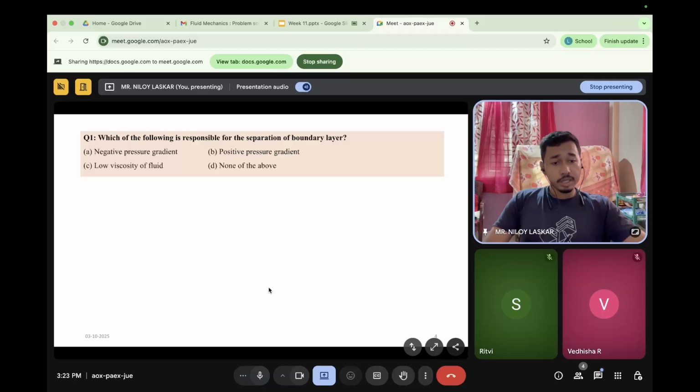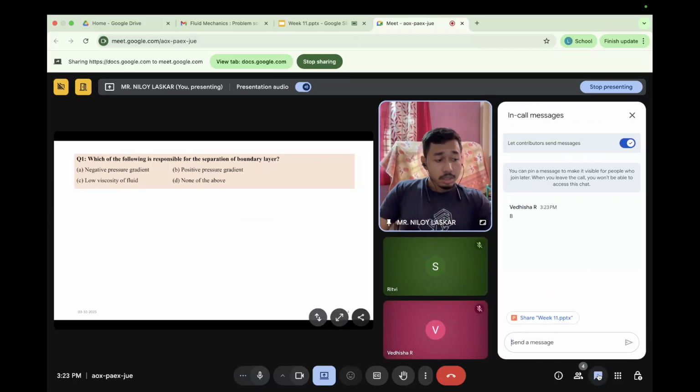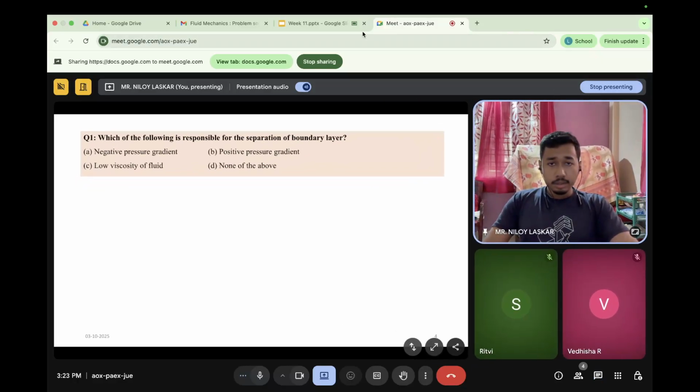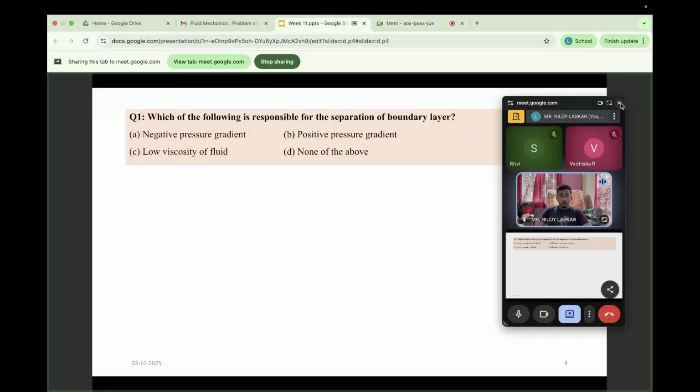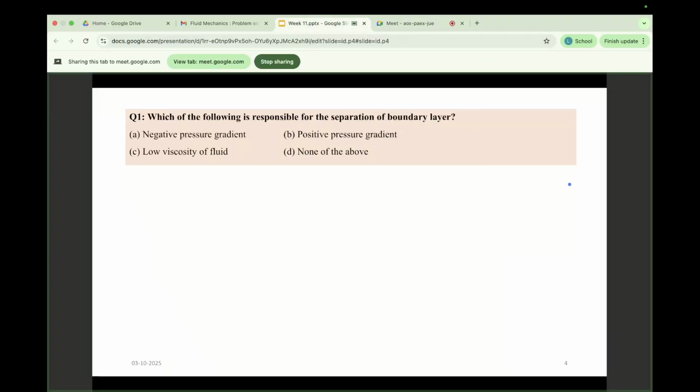So Vidisha has answered option B. Yes, it's the correct answer. This is the correct answer. So already I have explained this thing.